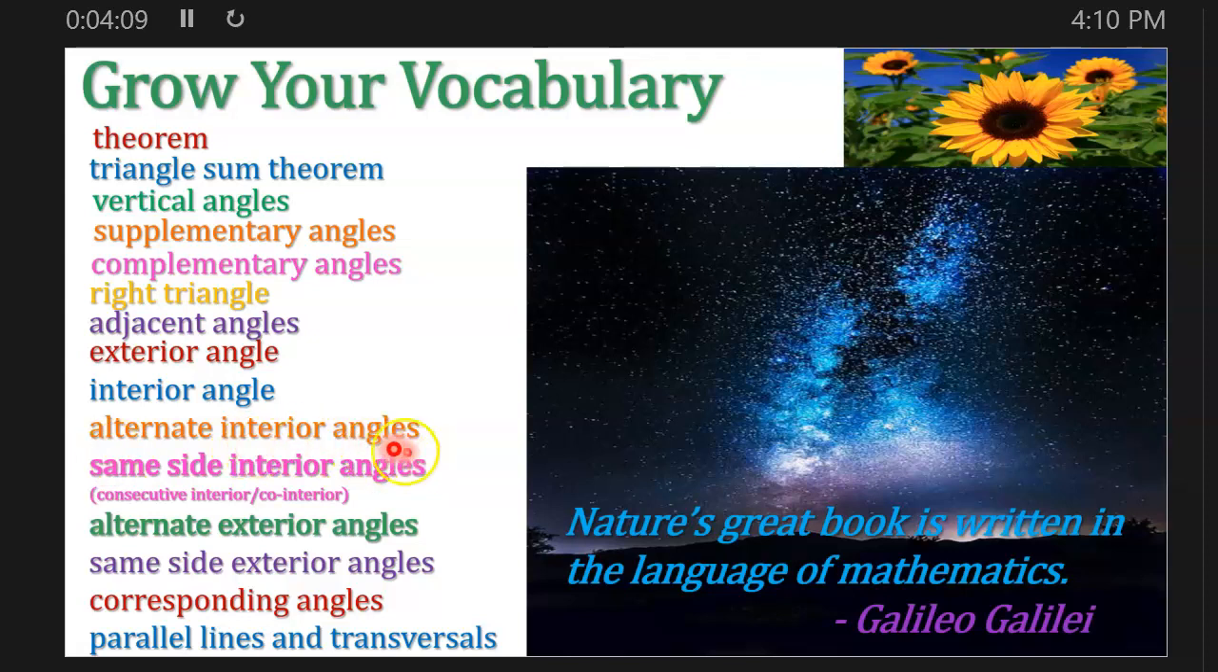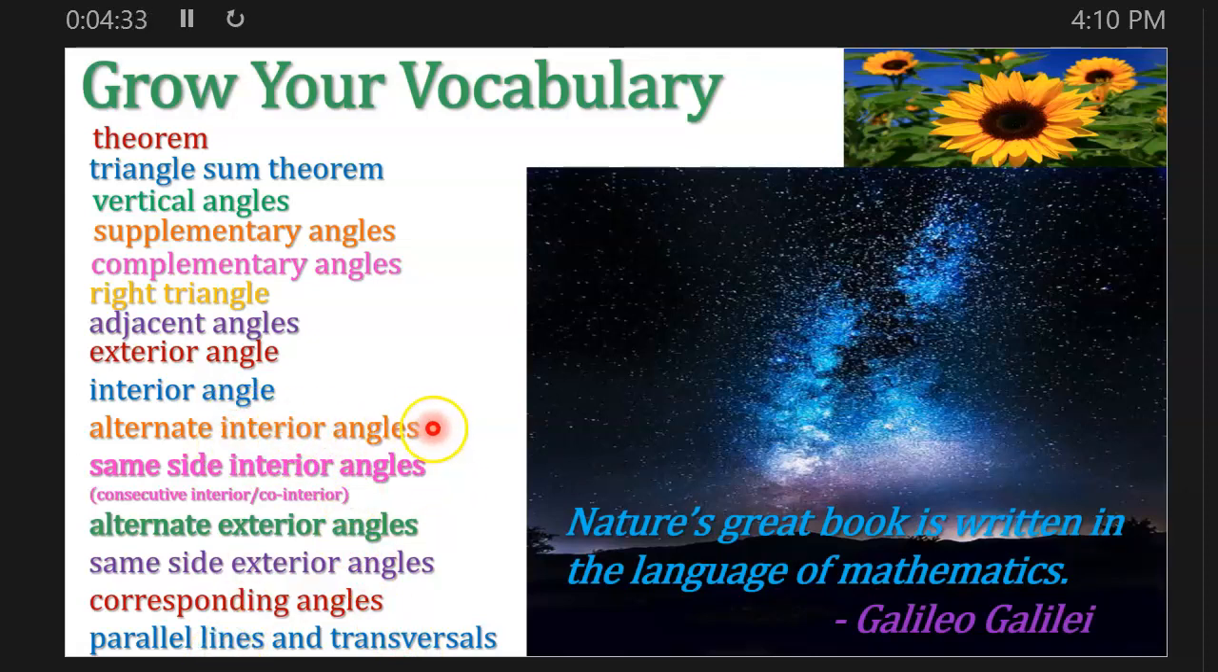Alternate interior angles, again, these are all formed from parallel lines and transversal relationships. So if you haven't watched that video, definitely watch that one. When parallel lines are cut by a transversal line, we get alternate interior angles, which are on alternate sides of the transversal, but inside of the parallel lines.